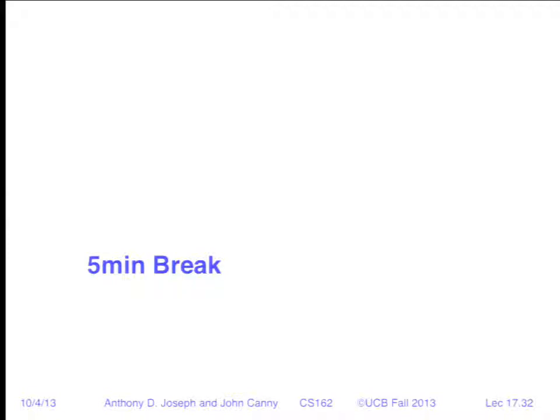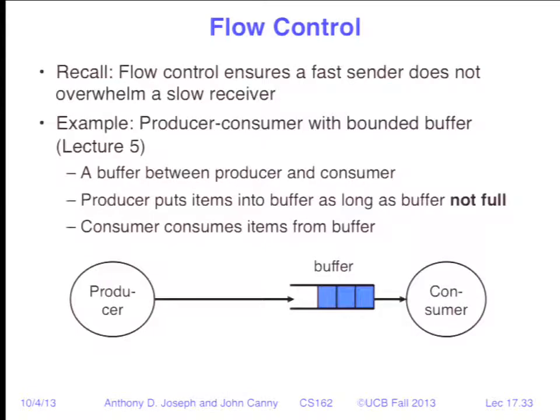Okay, I still have a lot of slides to go through, so we're going to get started a little bit earlier. All right, so flow control. The challenge here is we want to make sure a fast sender does not overwhelm a slower receiver. So we put a buffer effectively between our producer and our consumer. Fresh out of lecture 5, you can remember that far back. We've got the producer putting things in the buffer, the consumer taking things out of the buffer.